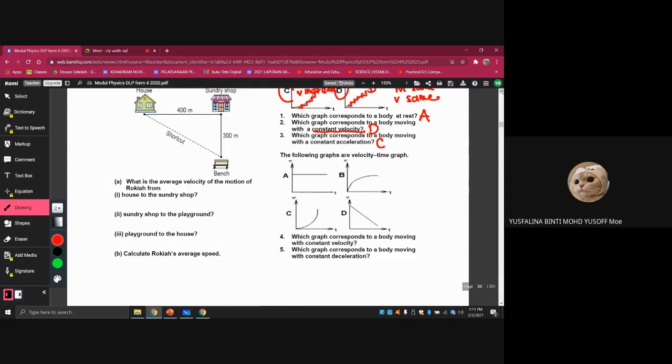The following graphs are velocity time graphs. Which graph corresponds to a body moving with constant velocity? So the answer is constant velocity or uniform velocity, A. Yes, very good. A. And how about moving with constant deceleration? Yes, D. Good. And then next one.